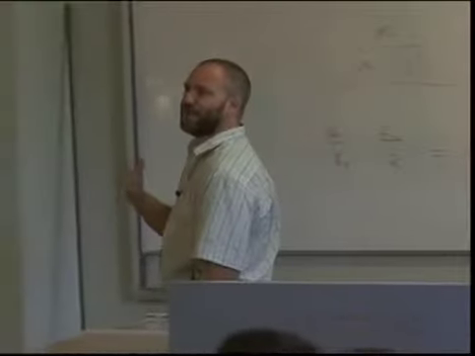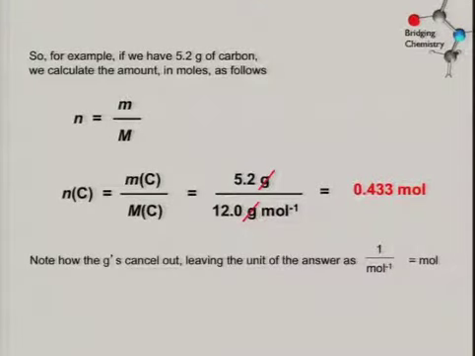Right, so how do we use this little formula? Well, this is the absolute most basic calculation we can ask you to do. Imagine that we have 5.2 grams of carbon. And I say to you, if you have a sample of 5.2 grams of carbon, tell me what amount of carbon atoms are in there. What is the number of carbon atoms in moles? Then you would use your little formula.